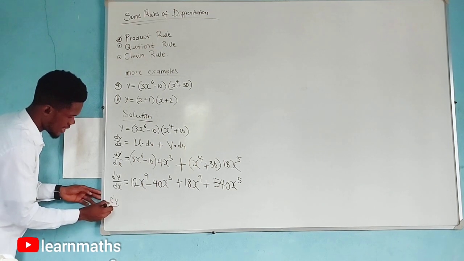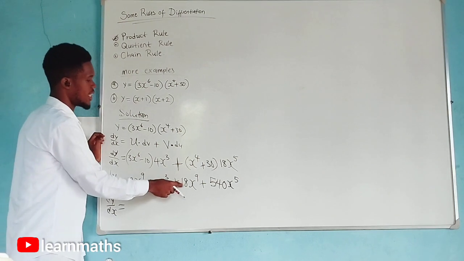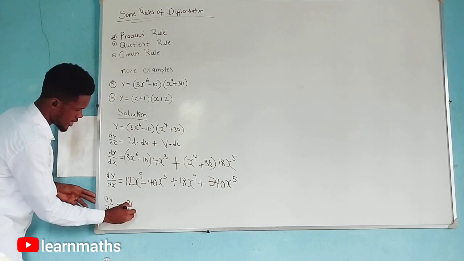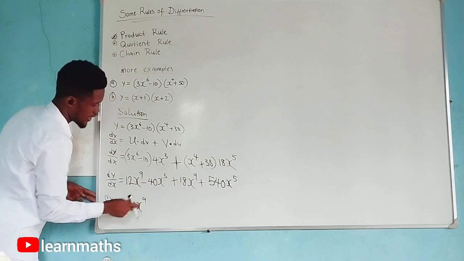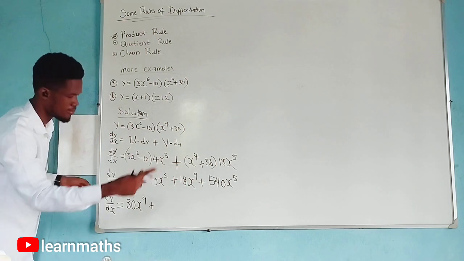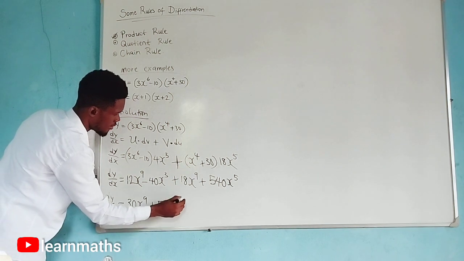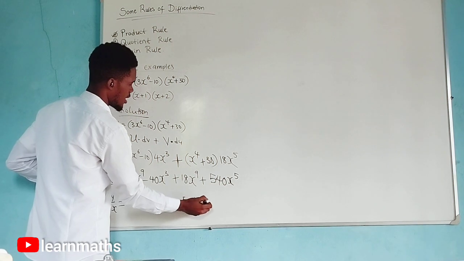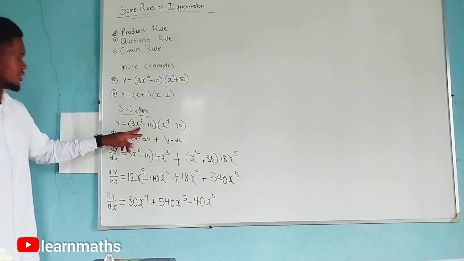So dy/dx is going to be equal to, now 12x^9 plus 18x^9 is going to be what? The total of 30, right? 30x^9. So we have a total of 30x^9. Then, since this one has the higher power, that's x^5, let it come first. It's going to be 540x^5, before we then finally have negative 40x^3. So this is the differential of this function.